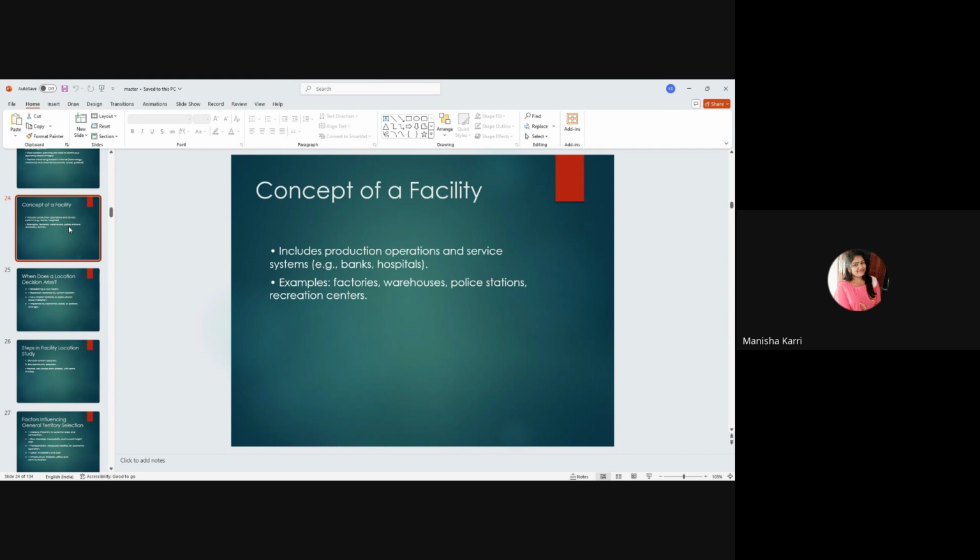Next, service system facilities. Generally, these are the places that provide service to people. For example, banks, where financial services are offered, and also hospitals, facilities where medical care and treatments are provided. Police stations and recreation centers all come under the concept of service system facilities. Only these two types are there.